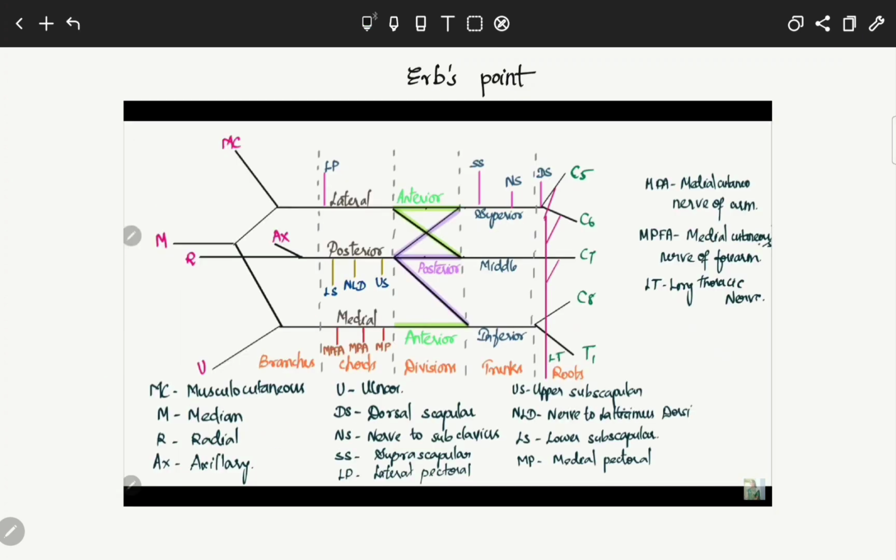Let me first mention what Erb's point is. The meeting point of 6 nerves is called Erb's point. It includes the C5 root, C6 root, nerve to subclavius, suprascapular nerve, and the anterior and the posterior division of the upper trunk. Here I am going to draw the upper portion of the brachial plexus to have a clear view regarding Erb's point. See here, the meeting point of all 6 nerves is called Erb's point.